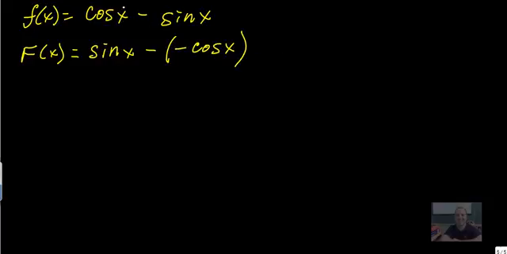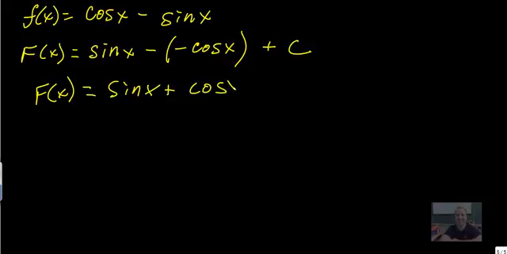Now, the u functions here, the inner functions are just x and x, so we don't have to multiply by 1 over any k value here, so that's kind of handy. Or you can think of it as multiplying by 1 over 1, I guess. Right? You don't need to do that. And, of course, plus C, so the simplified version here would be capital F of x is sine x plus cos x plus C. And there you have it.